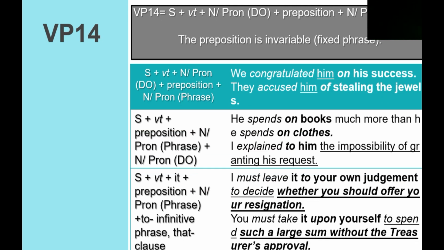Next, VP14. In VP14, we have subject plus VT plus noun or pronoun as DO plus preposition plus noun or pronoun phrase.